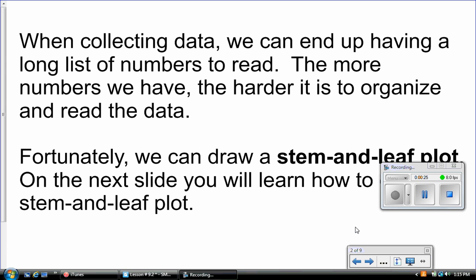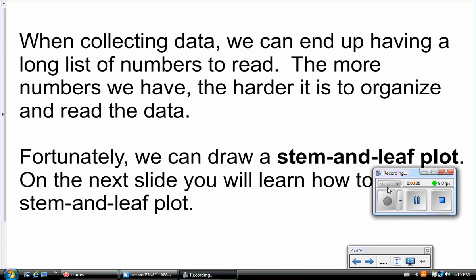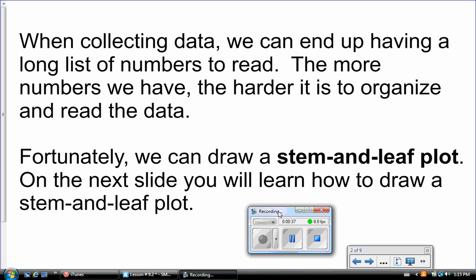When collecting data, we can end up having a long list of numbers to read. The more numbers we have, the harder it is to organize and read the data. Fortunately, we can draw a stem and leaf plot. On the next slide, you will learn how to draw a stem and leaf plot.